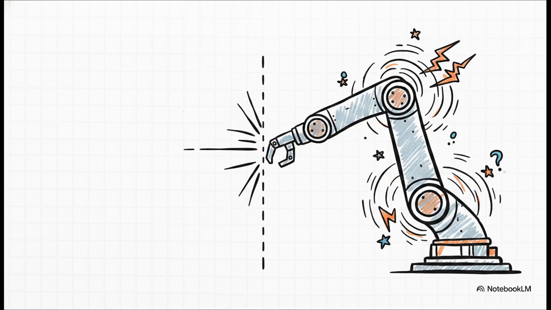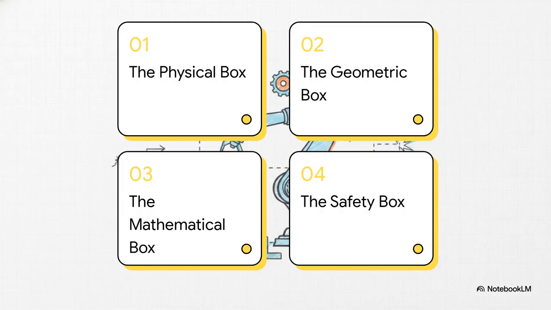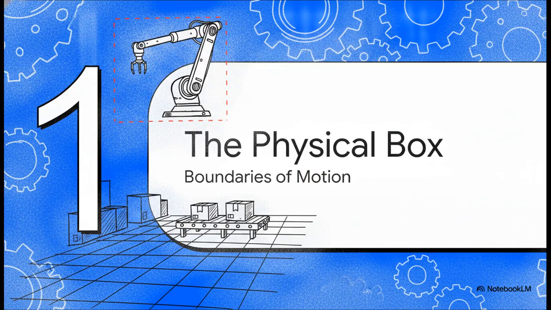It's wild. So, our roadmap for today covers 4 of these invisible boxes. We'll be looking at the physical box, the geometric box, the mathematical box, and finally, the safety box. Starting us off with Section 1, the physical box, let's look at the actual boundaries of robot motion.